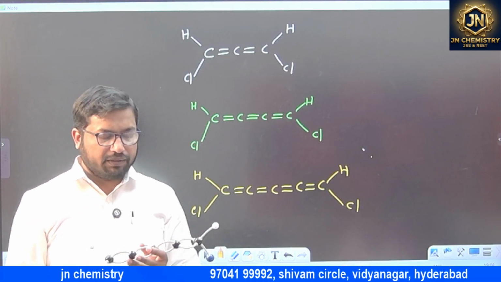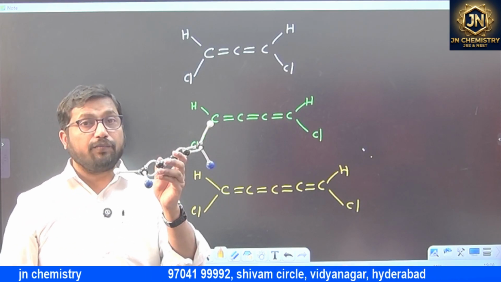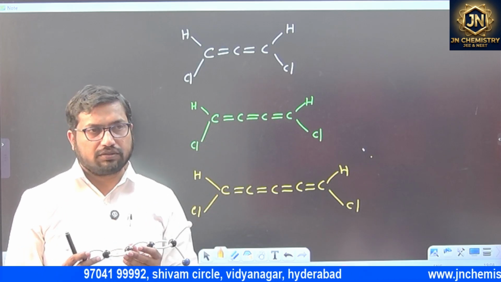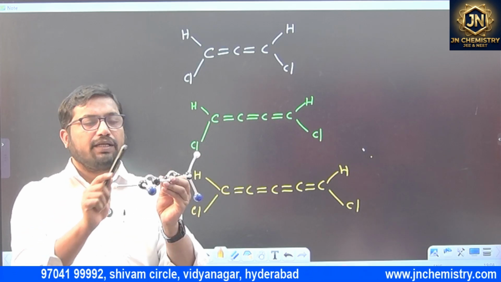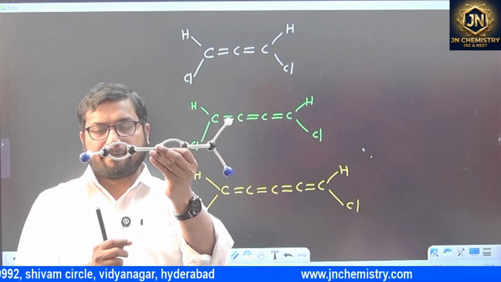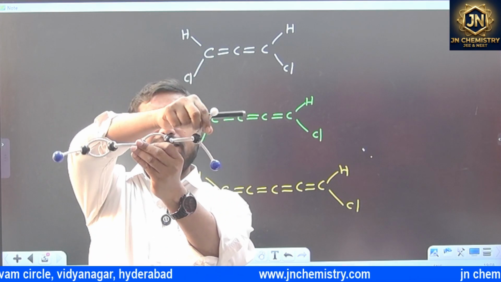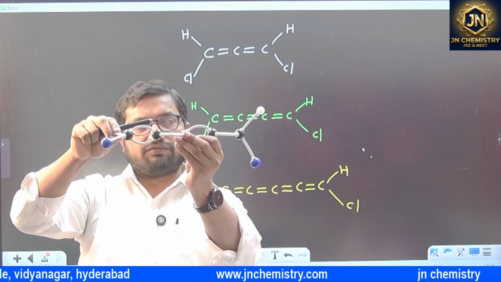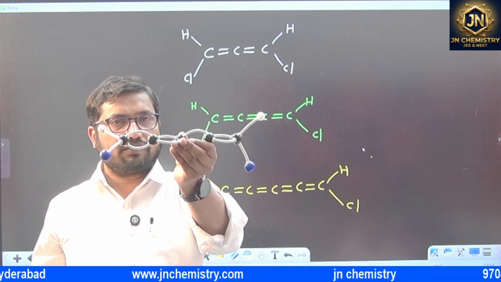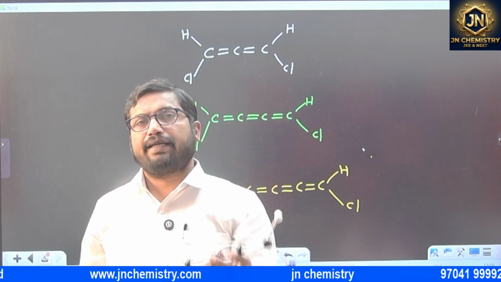Even. So always remember, whenever there is an even number of cumulative double bonds like this, the terminal groups are perpendicular to each other. Now you can see, this white is up, so this white is towards me. So both are perpendicular.